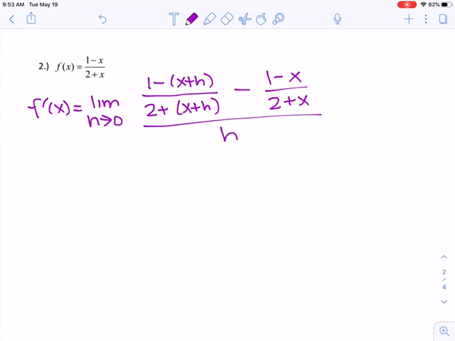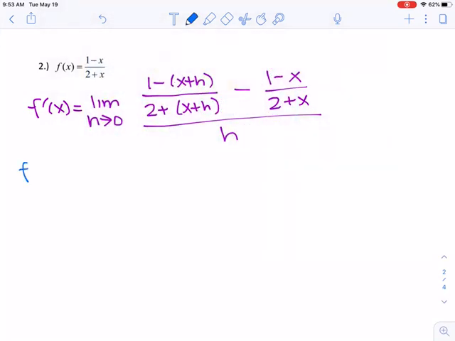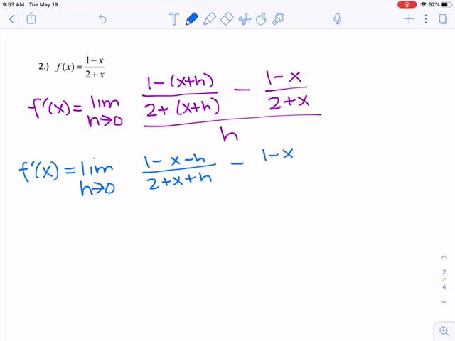So now we want to simplify down this complex fraction. In order to do that, let's take those parentheses out of that first fraction. So I'm just going to go ahead and rewrite my problem without the parentheses. That might make it a little bit easier. So I've got 1 minus x minus h all over 2 plus x plus h minus 1 minus x over 2 plus x all over h.